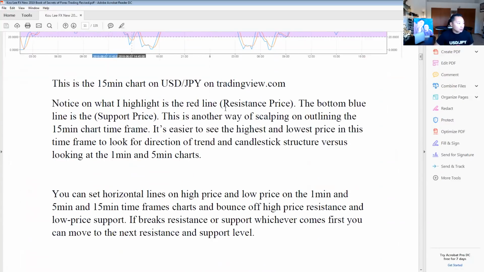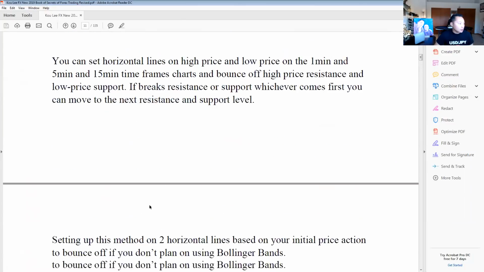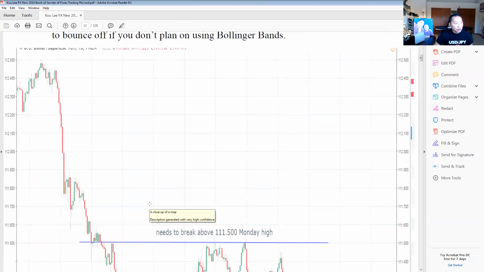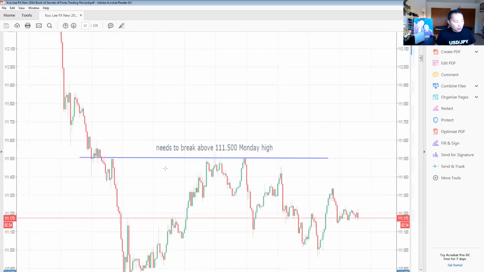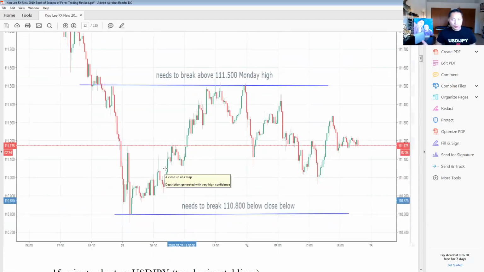Yep, notice I highlight the red line, resistance price. I don't want to dive in too much on what I typed out, because it basically just states what. I don't want to repeat talking about the same thing. I want to show you guys these. I want to talk about the charts, because the most important thing is talking about the charts.